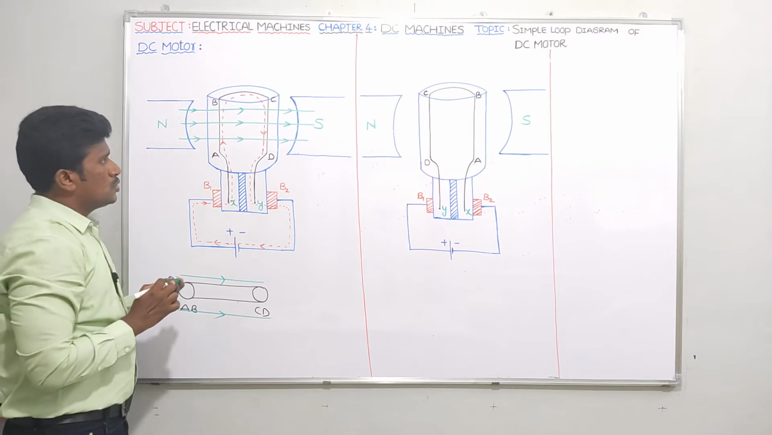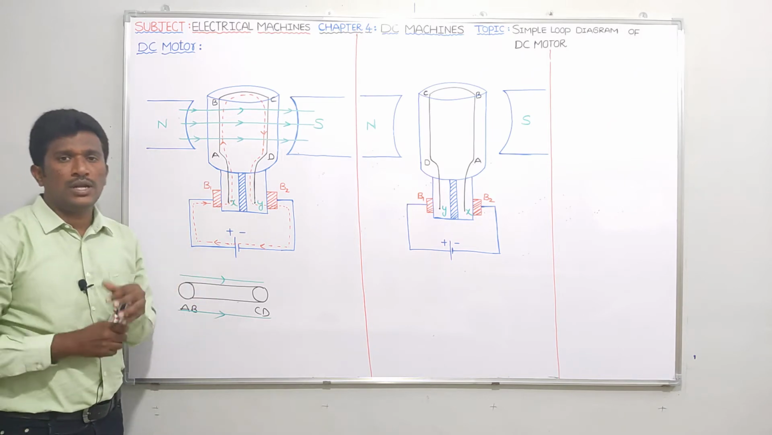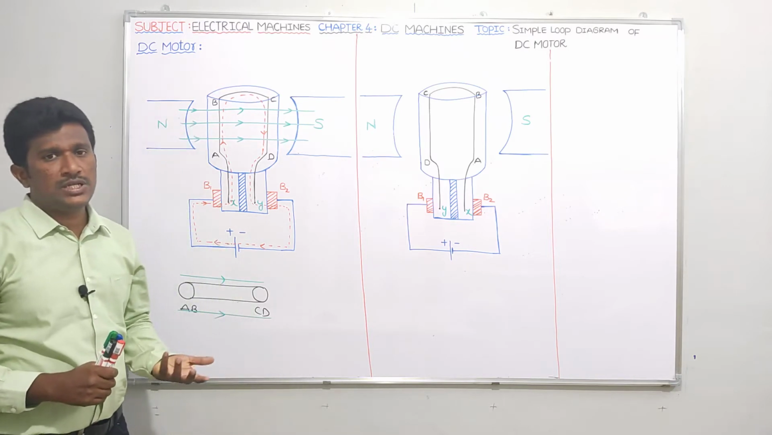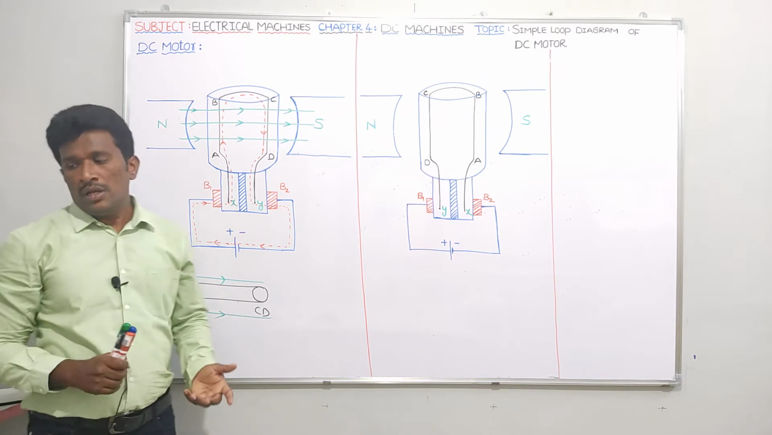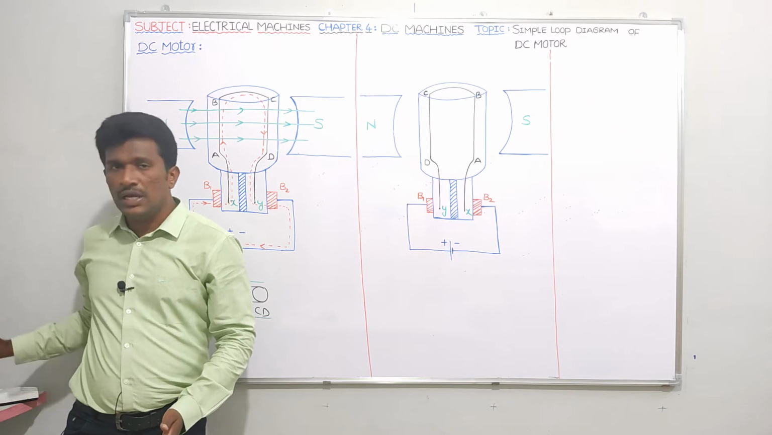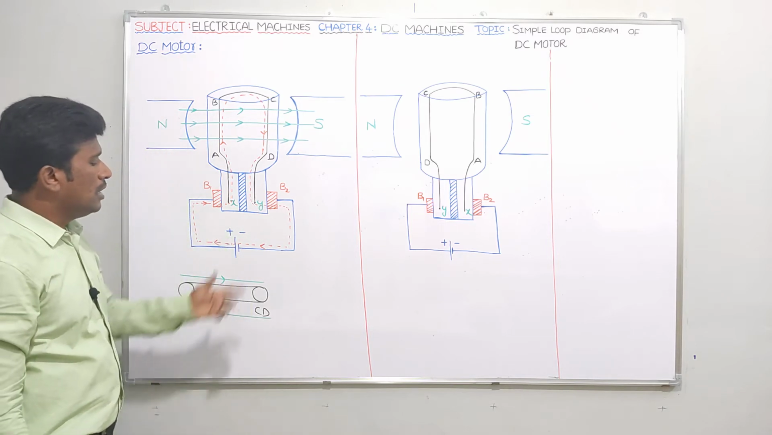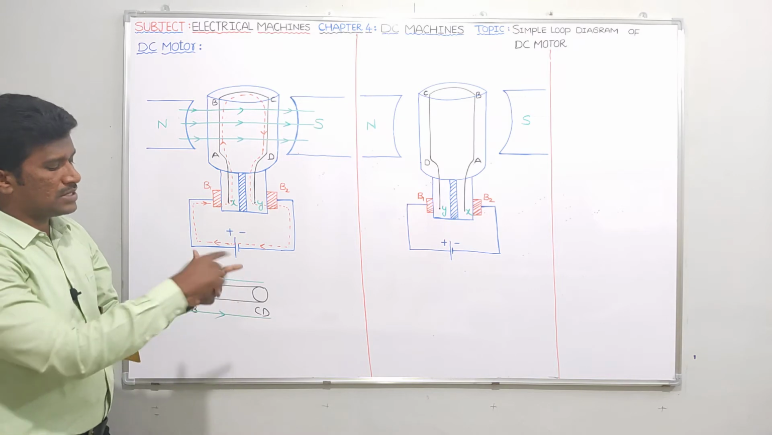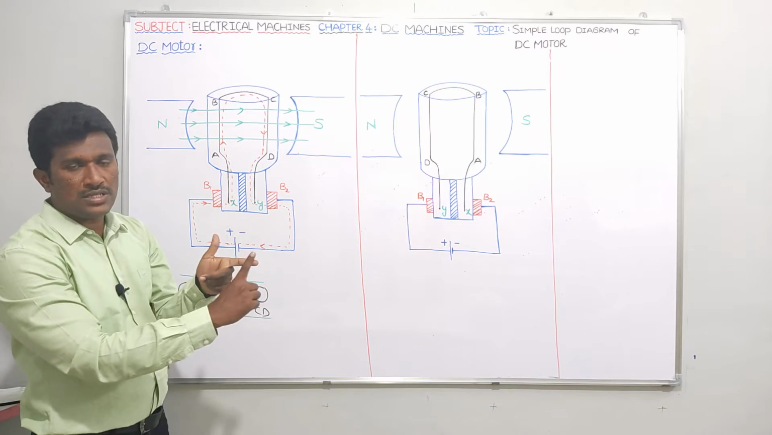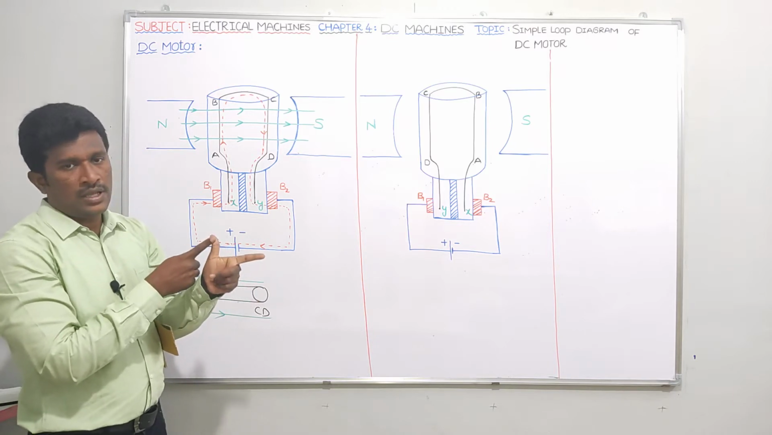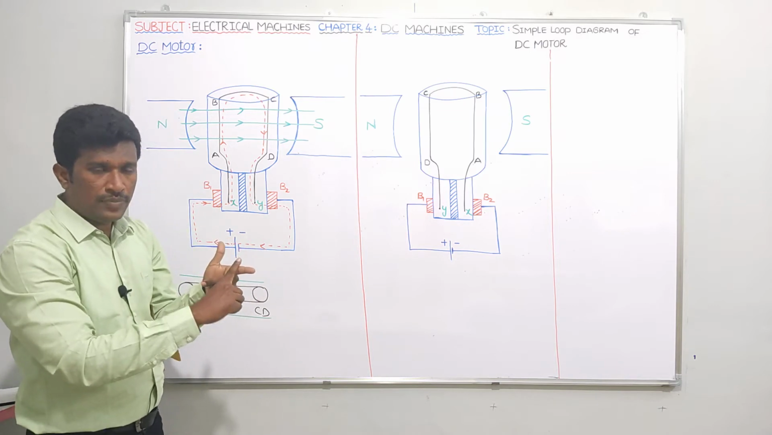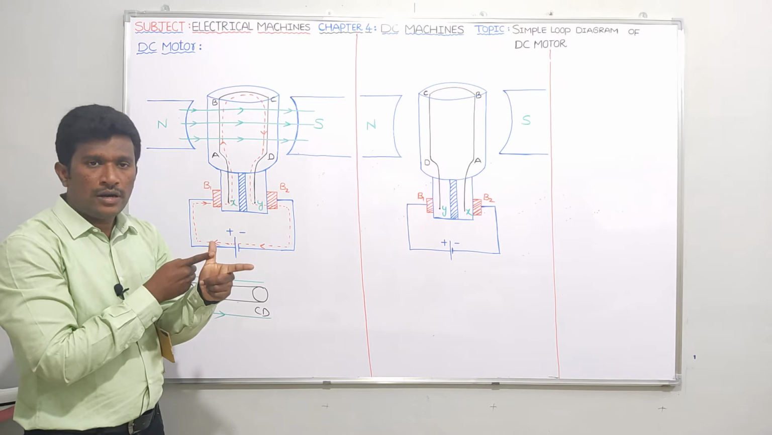And tell me, because of motor action, what is the principle of motor action? When a current carrying conductor is placed in a magnetic field, it experiences force or torque. Now tell me, the force experienced because of motor action is given by which rule? Fleming's left hand rule. In Fleming's left hand rule, everybody knows the center finger means the direction of current, the forefinger means the direction of magnetic field, and the thumb means the direction of force experienced because of motor action.